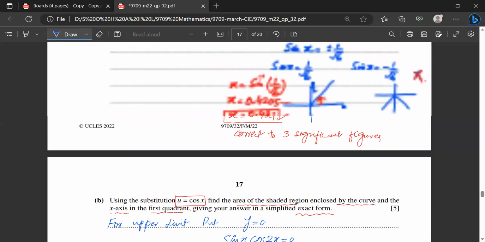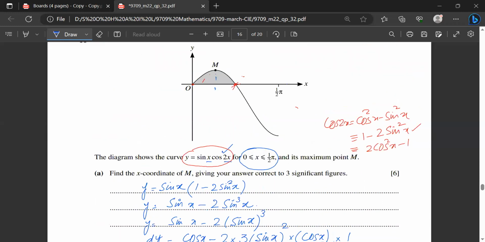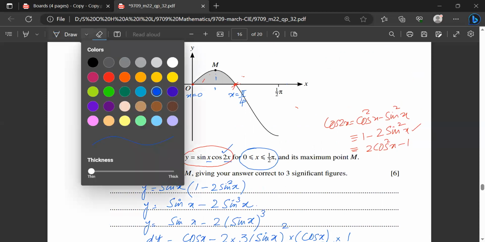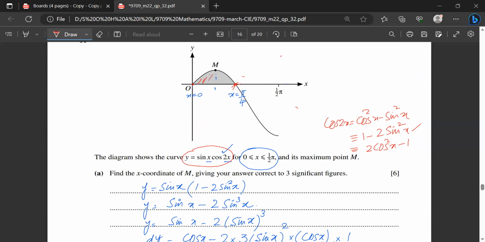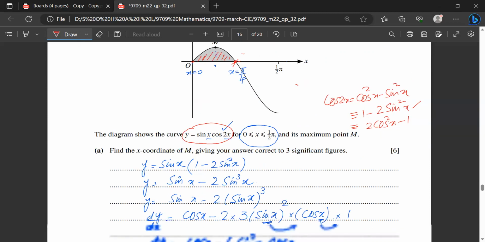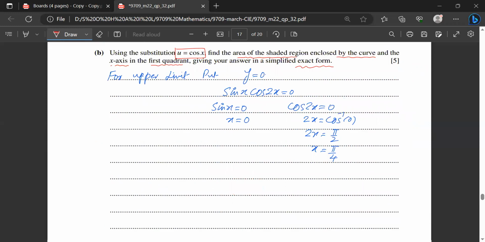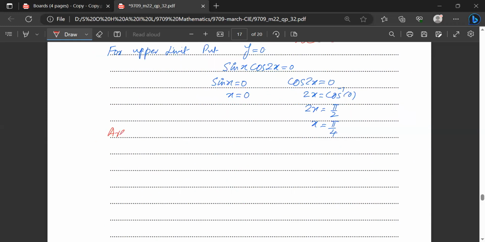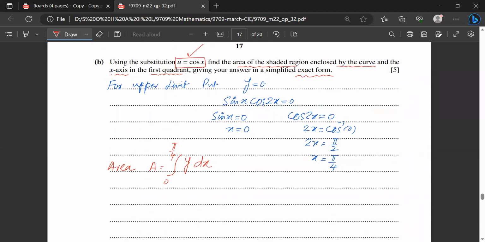So the lower limit was already known, x equals 0, and the upper limit is x equals pi over 4. We are looking for the area of the shaded region. Now recall the formula for the area. The formula for the area of the shaded region with the x-axis is the integral from 0 to pi over 4 of y dx. And this is a substitution which we want to use.